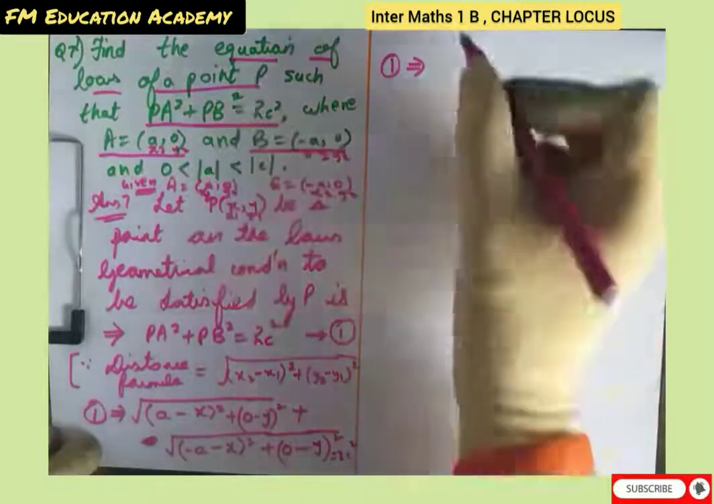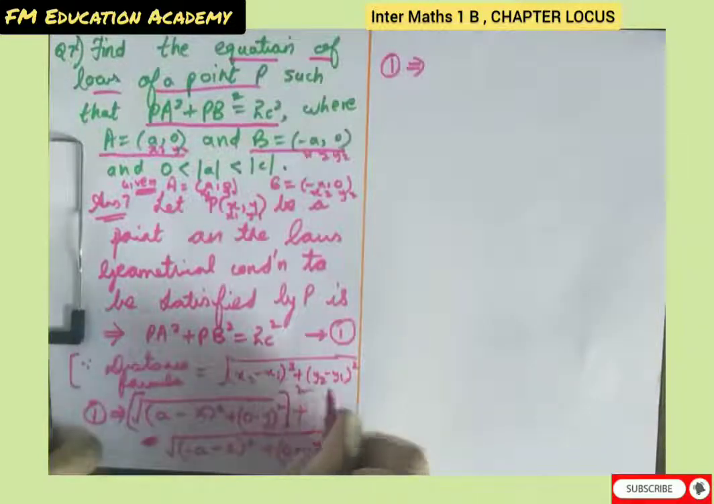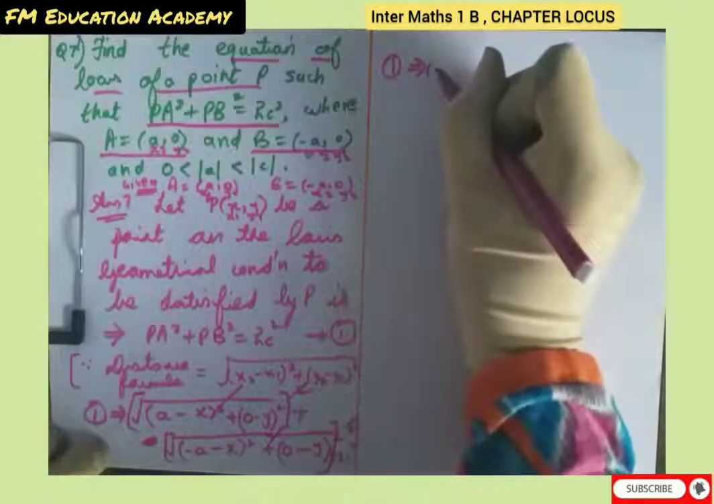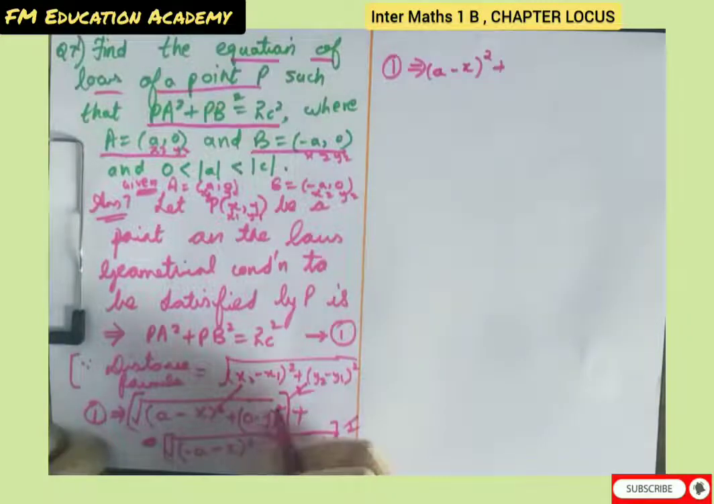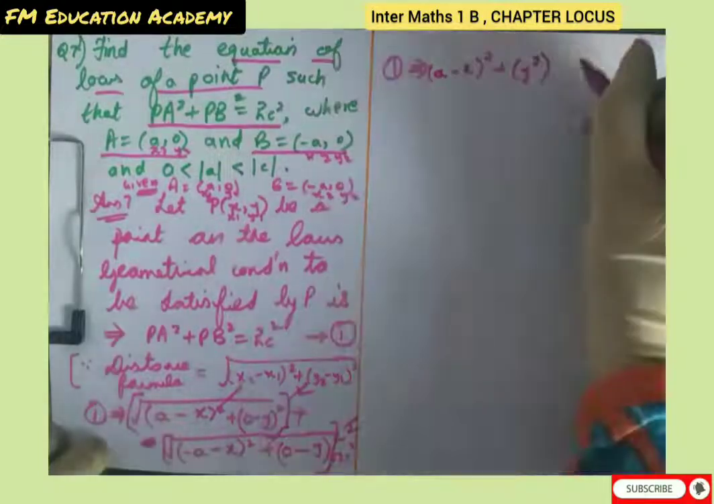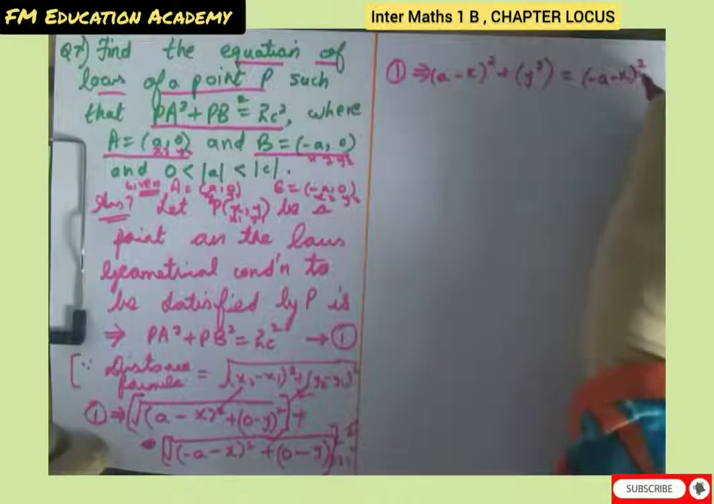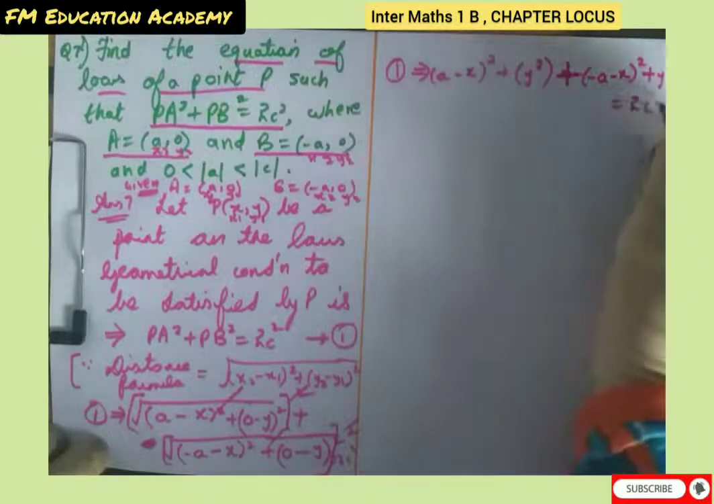2C square is given. So here what we will do is PA whole square means this will be root of whole square and this will also be whole square. So root and square will get cancelled. So here we are left with A minus x whole square plus 0 minus y is minus y. Minus y whole square is plus y square is equals to, we are left with minus a minus x whole square plus y square, this is plus, equal to 2C square.